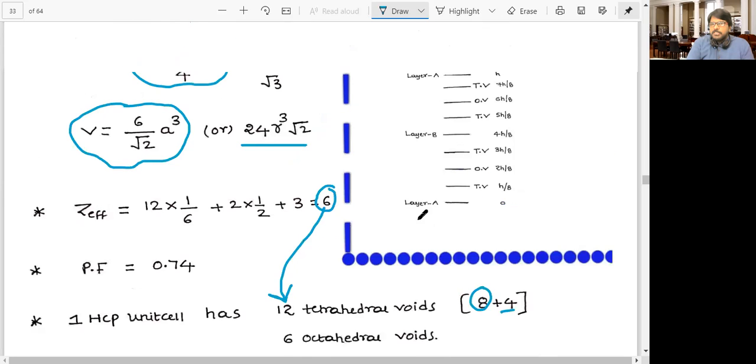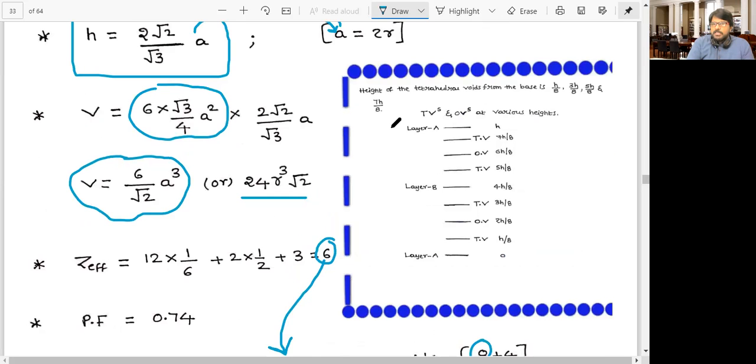I always suggest remembering this. For example, this is the first layer, this is the second layer, and this is the third layer of the HCP unit cell. Divide this HCP unit cell into 8 parts: H by 8, 2H by 8, 3H by 8, 4H by 8, 5H by 8, 6H by 8, 7H by 8, 8H by 8. You will get some tetrahedral voids at H by 8 height from the base of the hexagon.